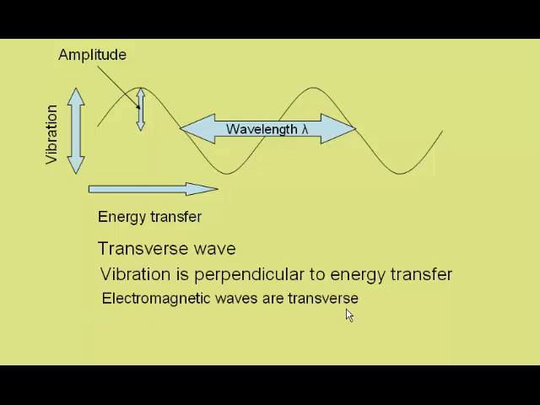Electromagnetic waves are examples of transverse waves, where in an electromagnetic wave it is a changing electric and magnetic field. Electromagnetic waves need no medium to travel through. They can travel through a vacuum, as sunlight does in getting to Earth.